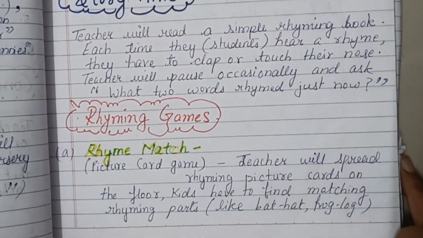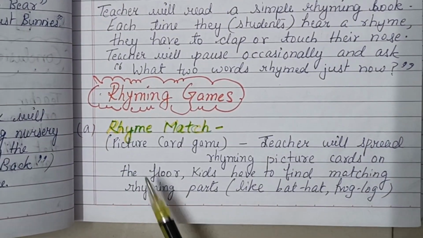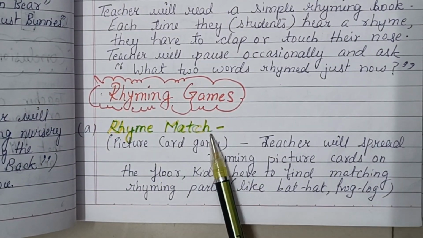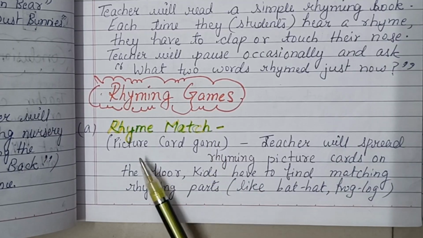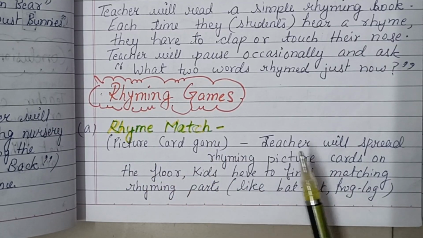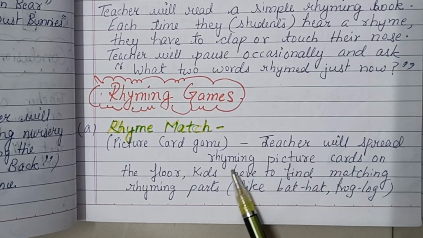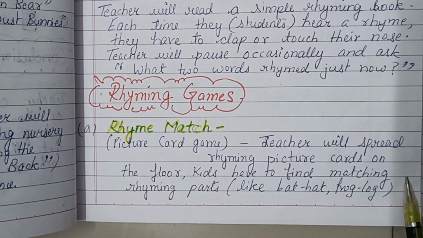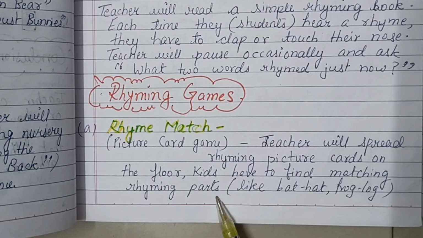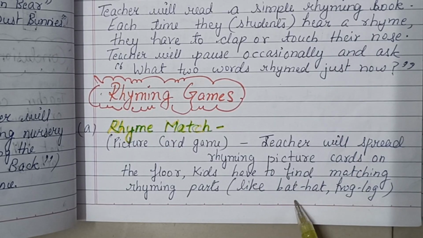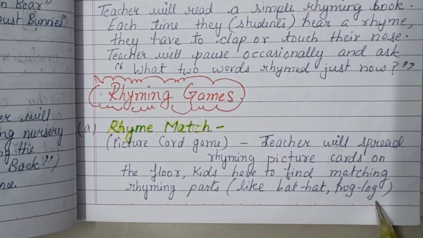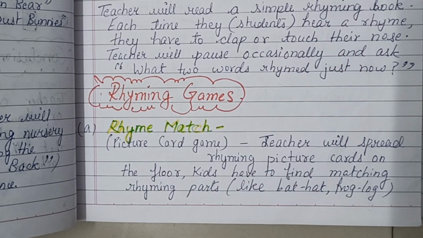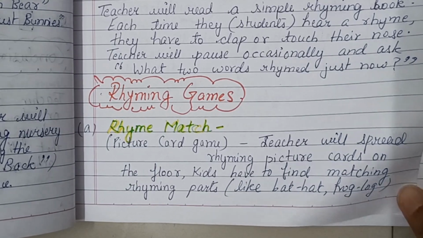Now rhyming games. First is rhyme match, a picture card game, in which the teacher will spread rhyming picture cards on the floor. Kids have to find matching rhyming pairs like bat, hat, frog, log, so they will match according to the rhymes.